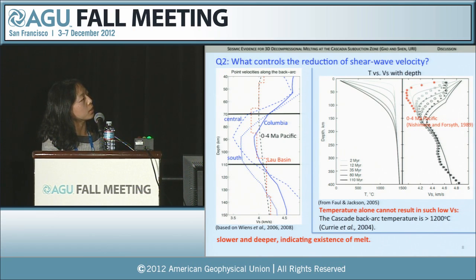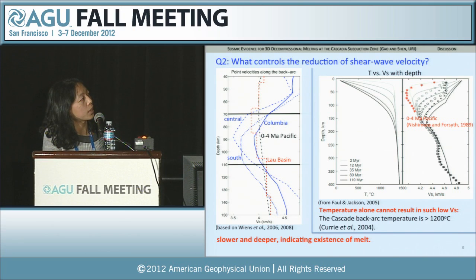By comparing these three blue lines with the red and black lines, we can see that the Cascade Backarc has deeper and lower shear wave velocity compared to them. This indicates existence of melting at this depth. As introduced by Doug, the shear wave velocity can be reduced by water, temperature, and melt. So how about temperature and water in the Cascade Backarc?